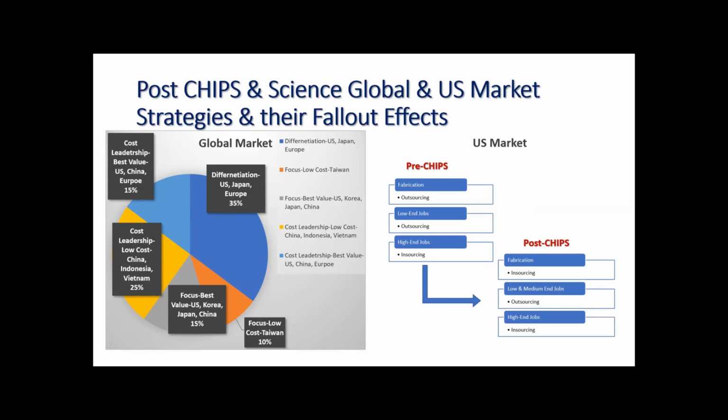Prior to this, they were only outsourcing lower end jobs, but now they will outsource medium end jobs because there is a serious skill shortage in the manufacturing area in America because of the strategies they have been following since 1990 and beyond. And high-end jobs, they will of course insource, and that is the purpose of this Chips and Science Act.